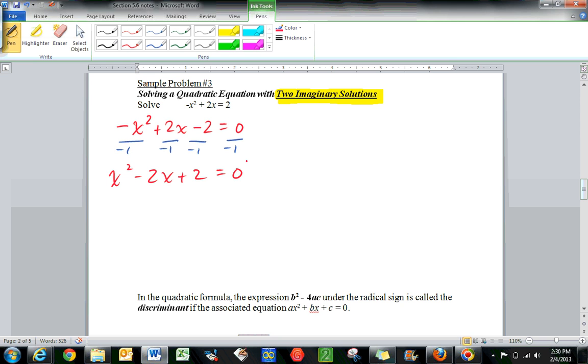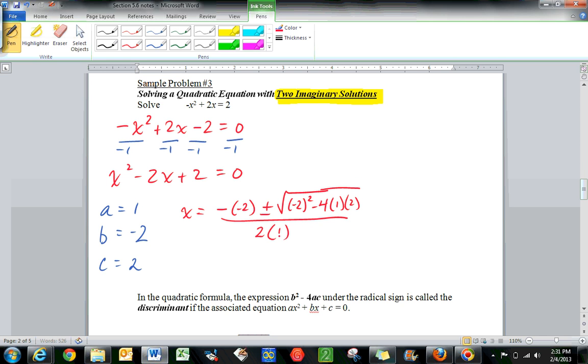So I now have the quadratic in the appropriate standard form, and I can come up with my a, b, and c values. So a is going to equal 1. b is going to equal negative 2, and c is going to equal a positive 2. So those are the values I'm going to want to use for my quadratic formula. So if I plug this in, negative b, again I'm going to use parentheses appropriately, square root of b squared minus 4 times a times c, square root of that whole thing, all over 2 times a.